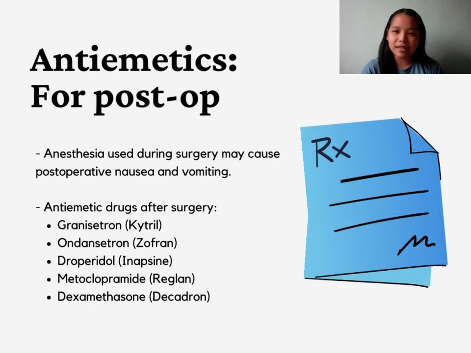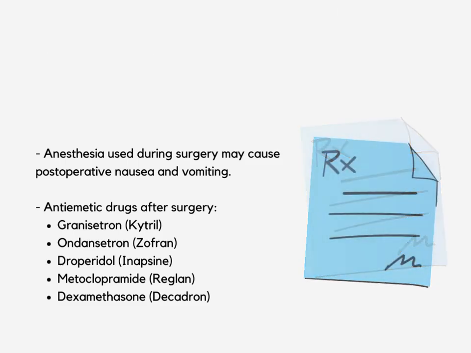Now let's go to the antiemetics used after surgery. Why do we need them? Because the anesthesia used during the surgery may induce post-operative nausea and vomiting. Several antiemetic drugs can help, which include serotonin receptor blockers such as granisetron and ondansetron. Also, dopamine receptor blockers such as droperidol and metoclopramide. And lastly, some corticosteroids such as dexamethasone.